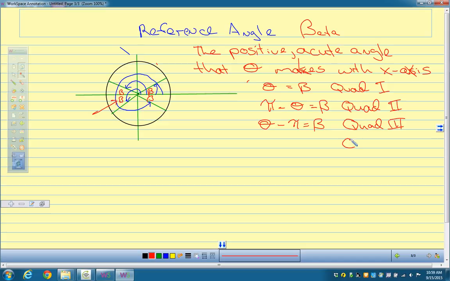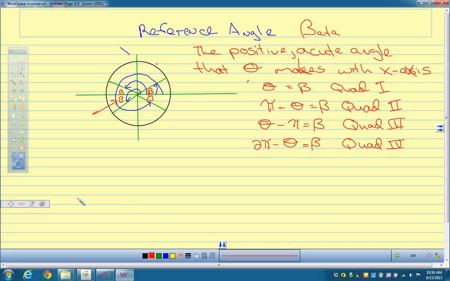And in quadrant 4, yep, so I'm going to go all the way around, and then I'm going to subtract theta to find b. So what would you call that? 2 pi minus theta. So in quadrant 4, 2 pi minus theta is equal to b.